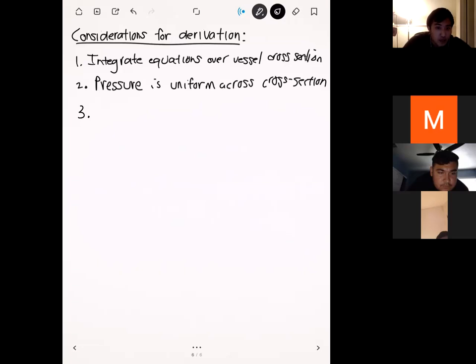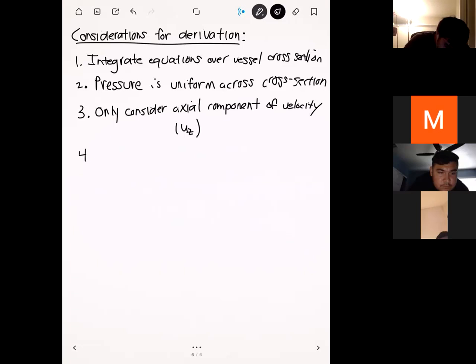All right, number three. Number three is that we're only going to consider the axial component of velocity. And so that's going to be uz. ur is going to play a role, and that's going to basically define our wall motion, but primarily we're only going to be interested in uz, okay? All right. And fourth, the unknowns in our solution are going to be the mean flow rate and the cross-section area.